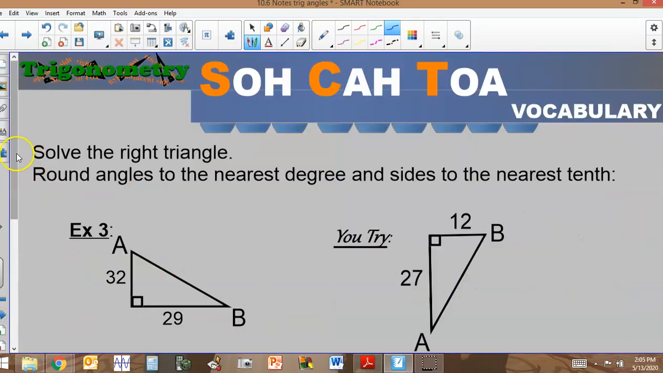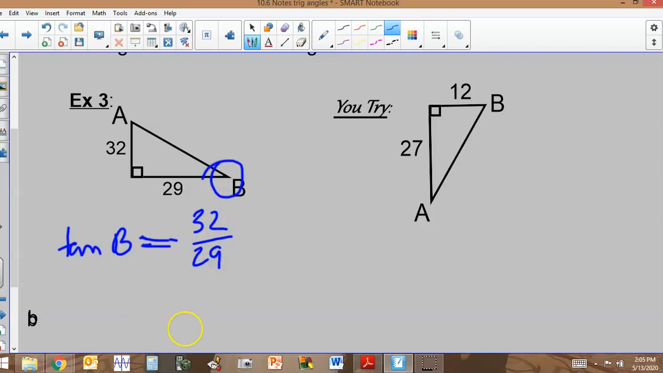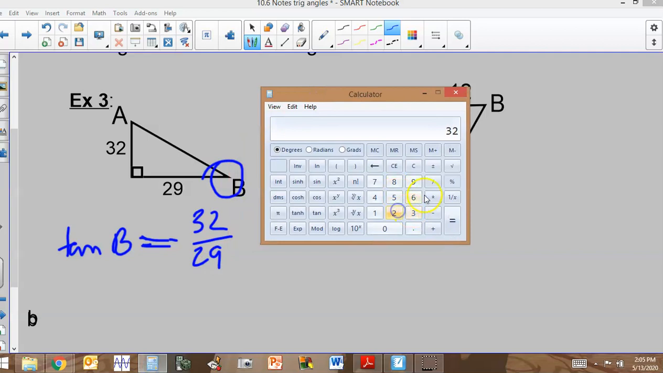I'm going to do one more for you here, bigger numbers. Which one do you want to solve for? B, awesome. The tangent of B, now I'm going to ask you what should go on top, 32 or 29? Remember, it's opposite over adjacent. Hopefully you're saying 32. So I'm going to take 32 divided by 29. There's the decimal, and I inverse tangent.